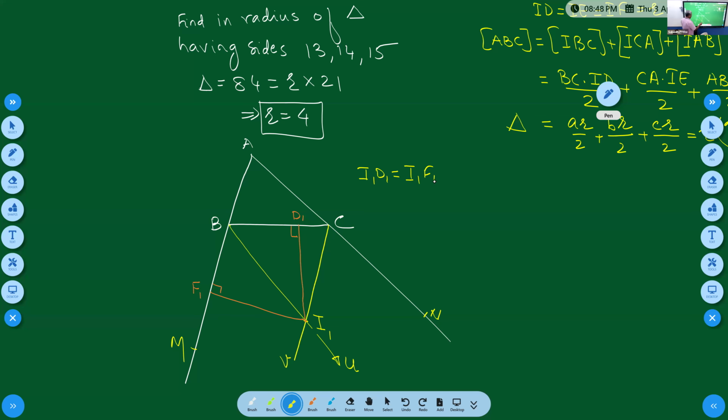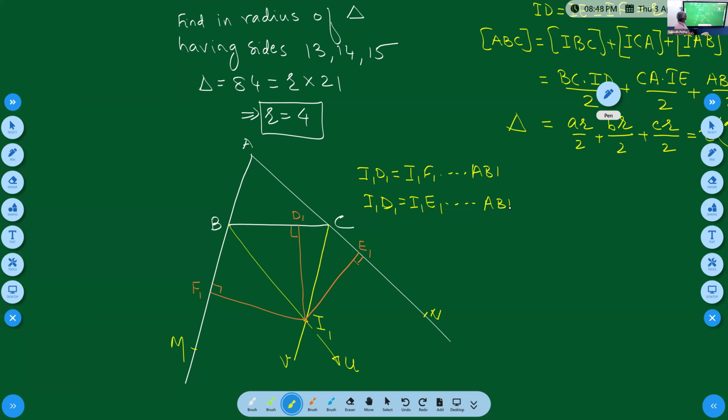Again, I1 lies on this bisector, and it is an external angle bisector of CB and CN. Therefore, I1 must be equidistant from CB and CN, which means I1D1 is equal to I1E1. This is by AB1.